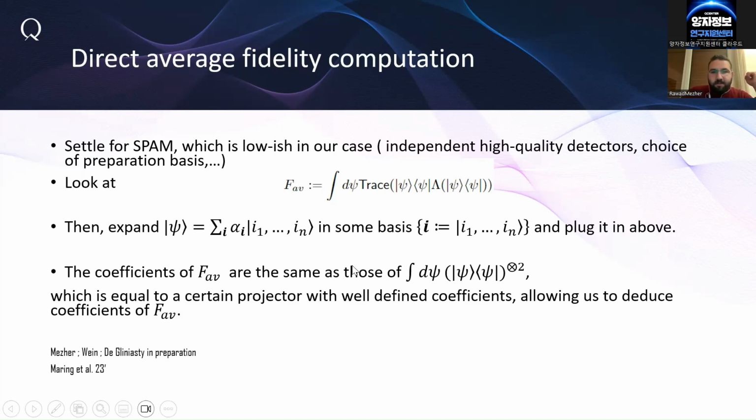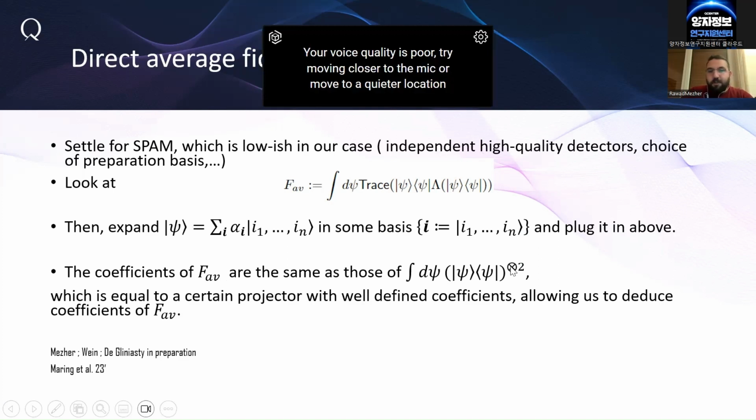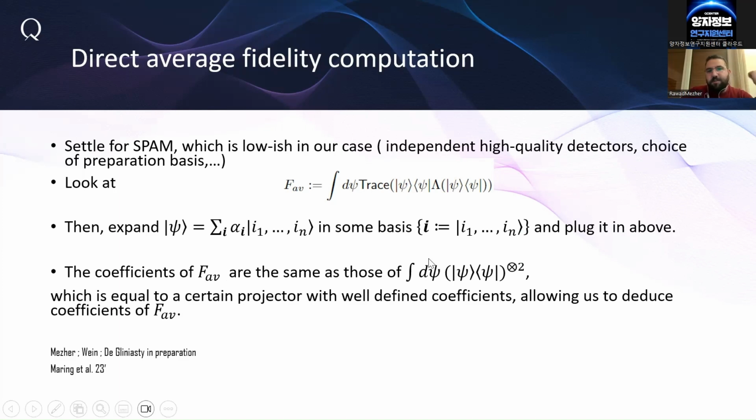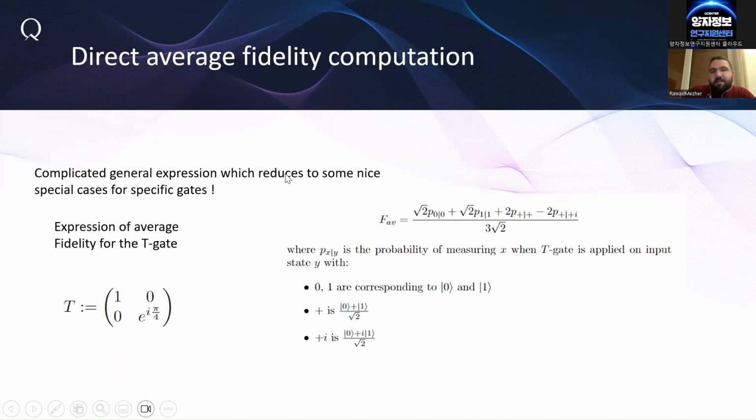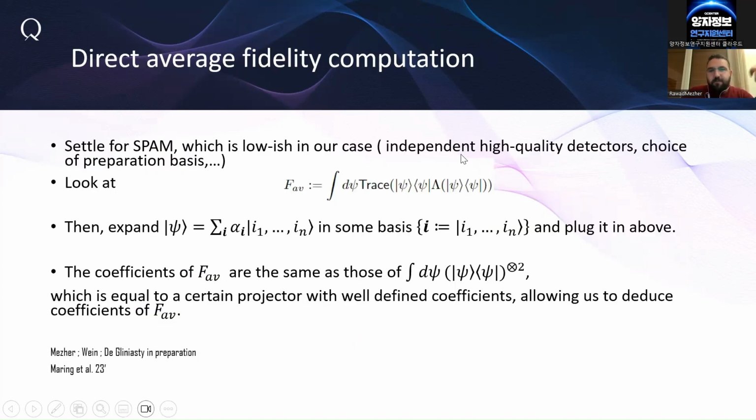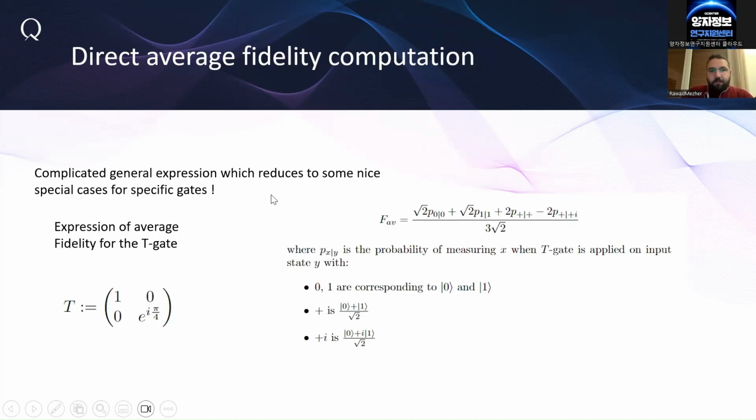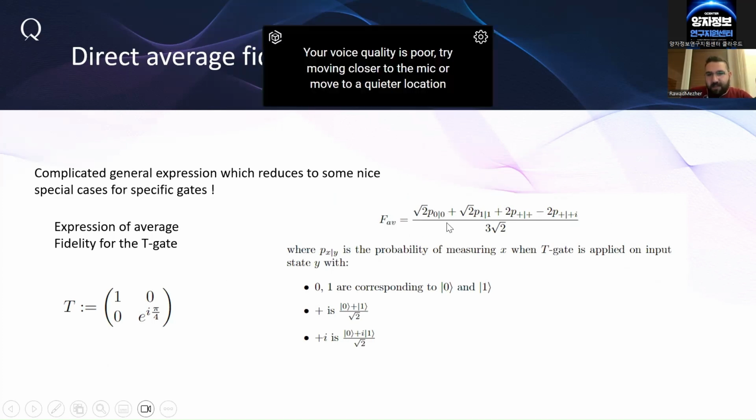that the coefficients of this expansion are proportional to some well-known projector in math. And then we can deduce these coefficients, basically. And what we get in general when we do that is a very complicated expression for the F average, which depends on the type of unitary you have, but which for very specific gates reduces to very nice expressions. So for example, if we take the famous T gate, which is this pi by 4 rotation, as I said, then your average fidelity is just a sum of 4 probabilities, which are very easy to compute.